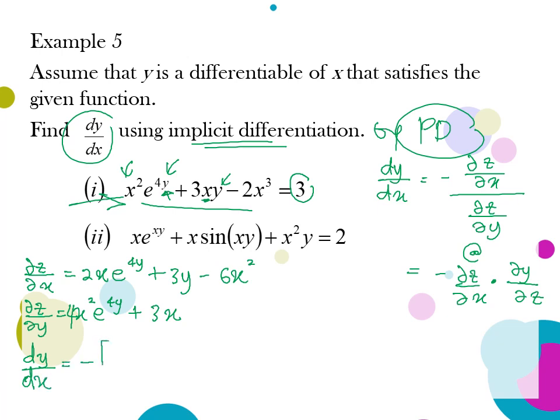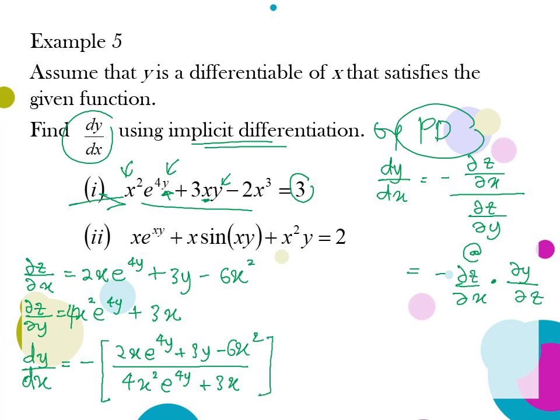And dy dx is equivalent to negative, don't forget the negative one, del z del x first, which is 2x exponent 4y plus 3y minus 6x squared, over del z del y, which is 4x squared exponent 4y plus 3x. So this is equivalent.